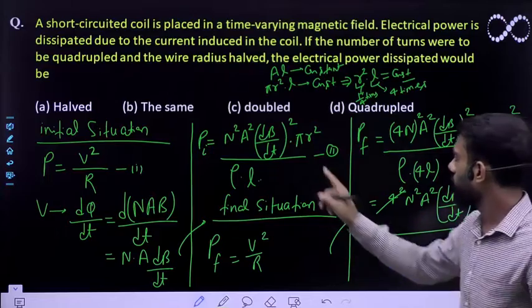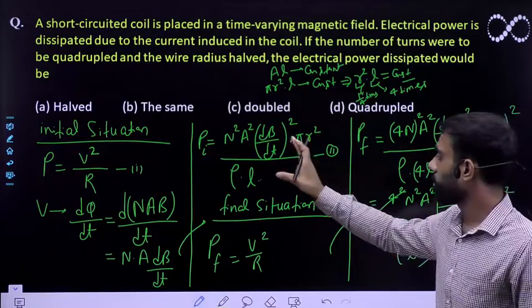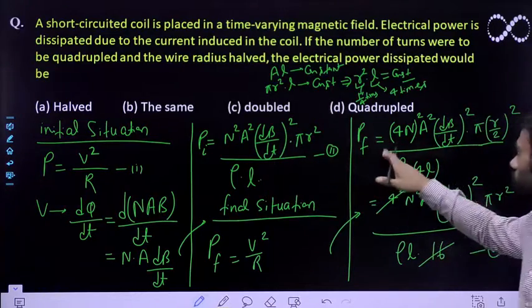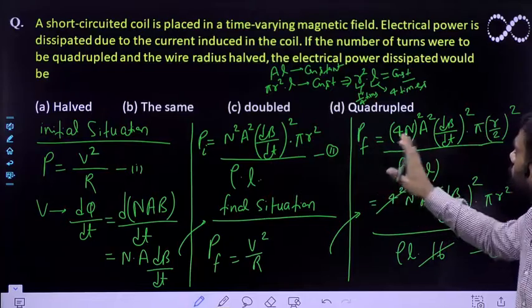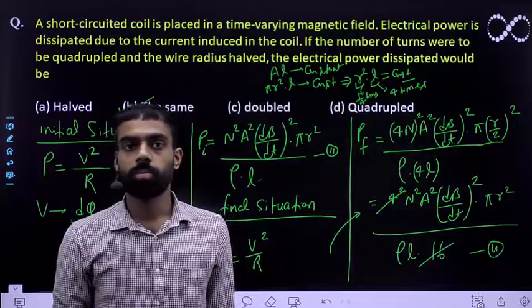If you compare equation 1 and 2, you can easily see both the equations are the same. So the power in the final situation is the same as the power in the initial situation. So it will remain the same. So which option is coming? Option B. Okay students, I hope you understood this question.